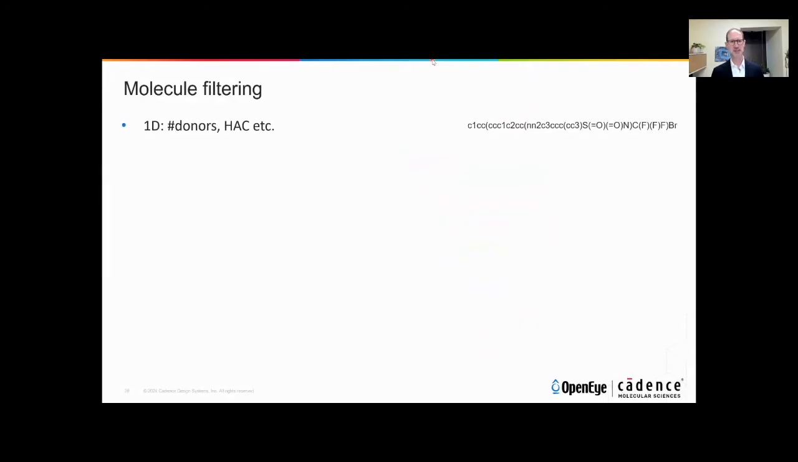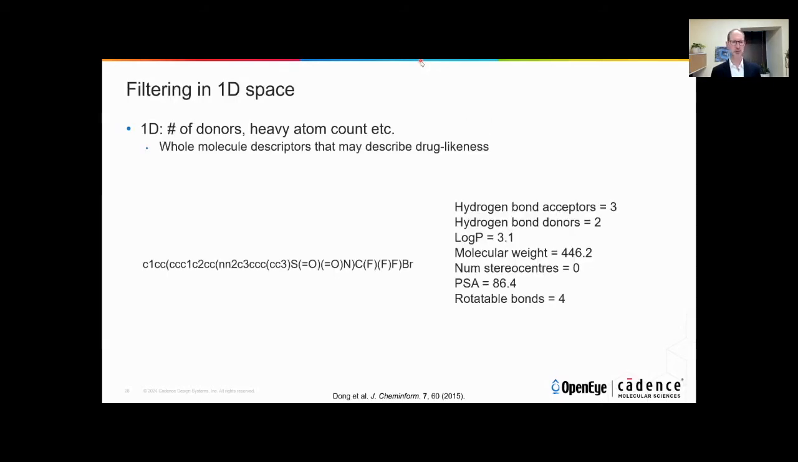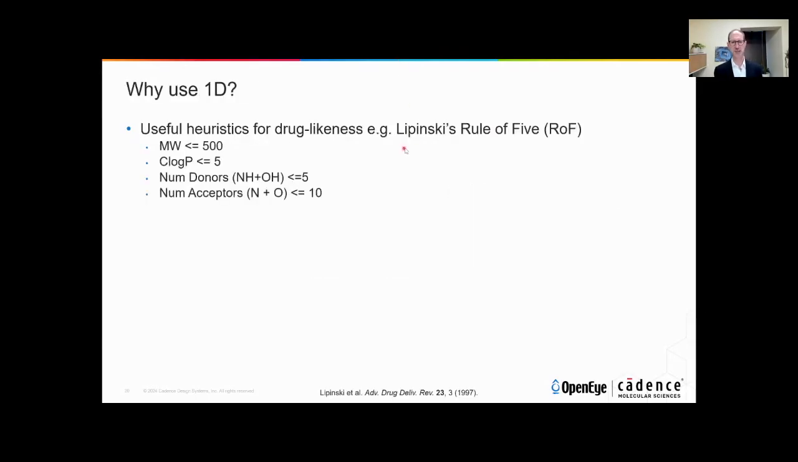At the very simplest representation of molecular structure here, from a string like this, a SMILES string, we can read off properties like the number of stereocenters, number of heavy atoms, donors, acceptors, things like that. So these very simple properties have been used for a long time to attempt to describe the sort of drug-likeness of a molecule. The most famous of these heuristics was developed by Chris Lipinski when he was at Pfizer, the Lipinski Rule of Five, or ROF, and the rules are here.